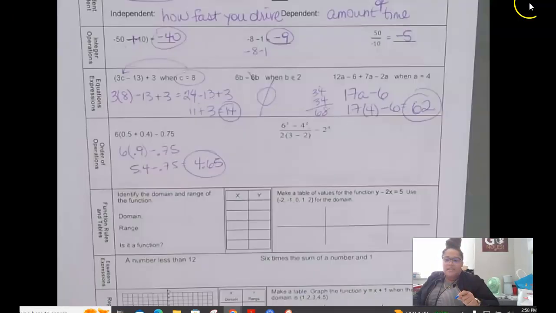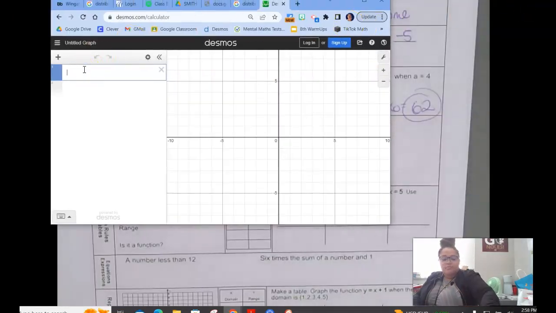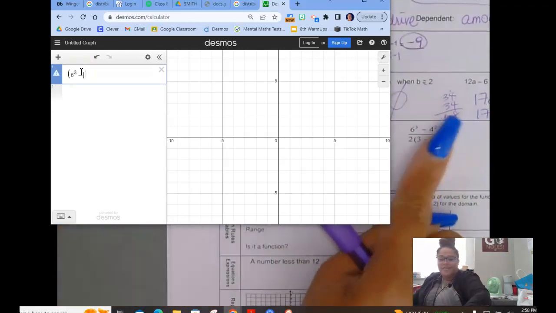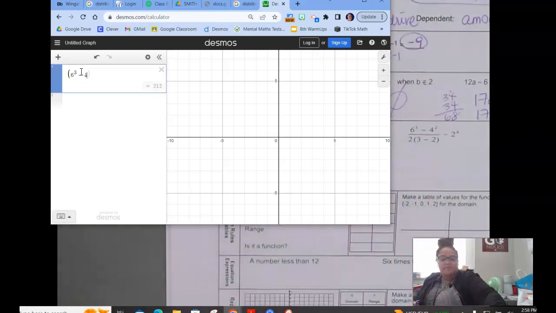So my problem is, let's minimize this. I like to put parentheses there, 6 to the 3rd. There we go. You see it right there? Minus 4 squared. Okay, all of that is going to be divided by 2 times 1, because that's 3 minus 2, close parentheses. Then all of that is going to be subtracted by 2 to the 4th power. And I'm going to get 84.